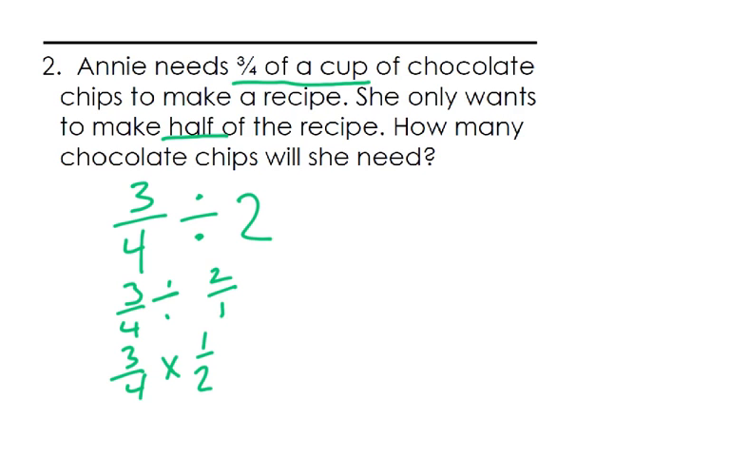I'm going to keep, change, flip. Okay. You can see there's nothing that can be cross multiplied. So I'm just going to multiply across. 3 times 1 is 3. 4 times 2 is 8. So she will need 3/8 cups of chocolate chips for that recipe.